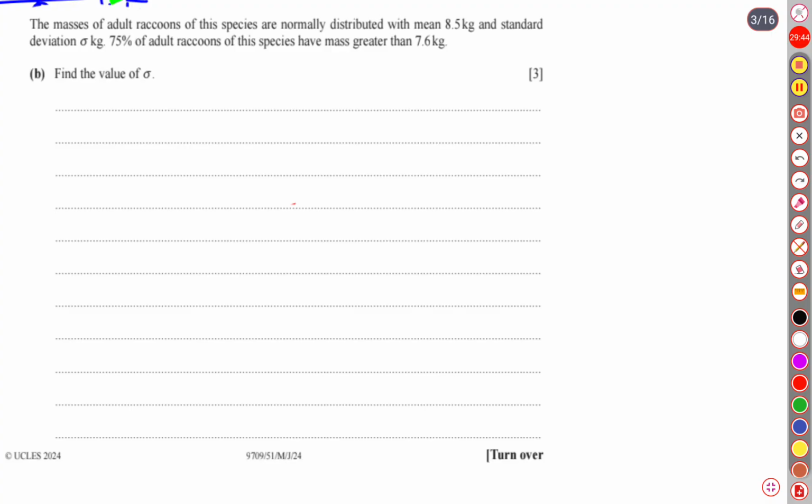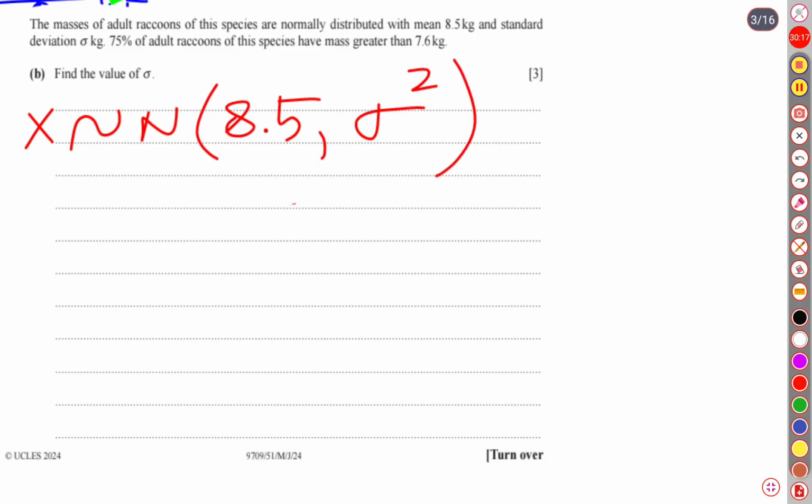Well, so let us write the parameters. X belongs to normal distribution, as this is a different distribution. For normal distribution we know the parameters are mean as well as variance, not standard deviation, and variance is the square of standard deviation. Mean is given, 8.5. And they have told us to find the probability of x greater than 7.6 kg.